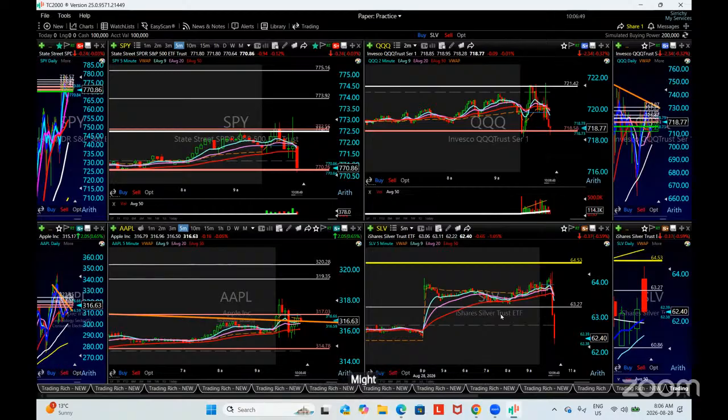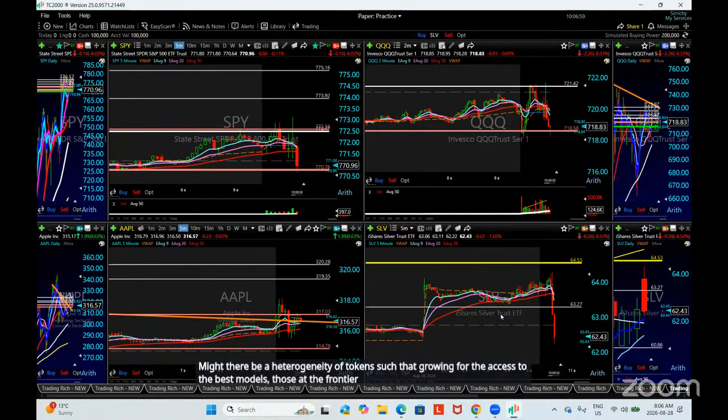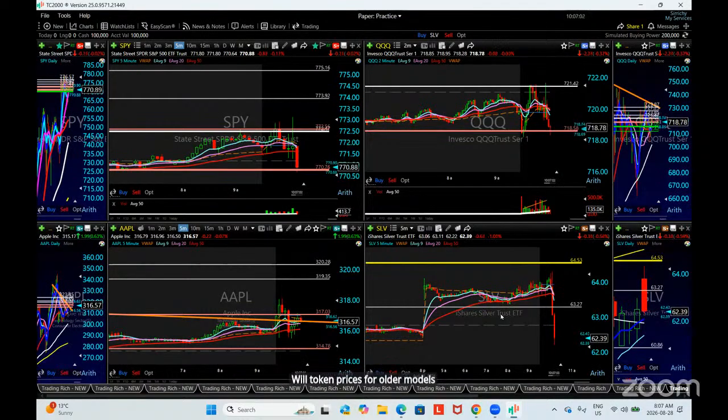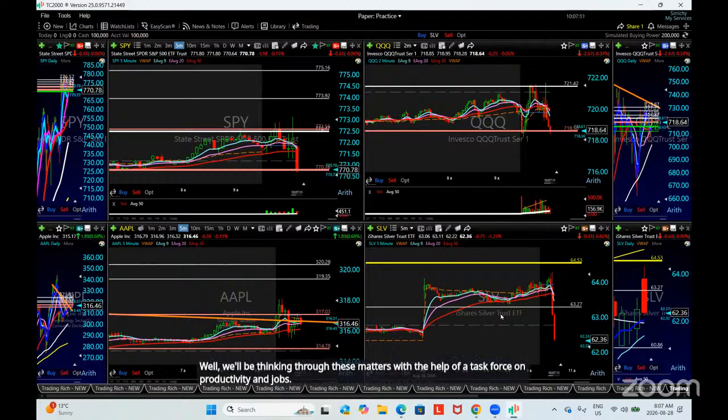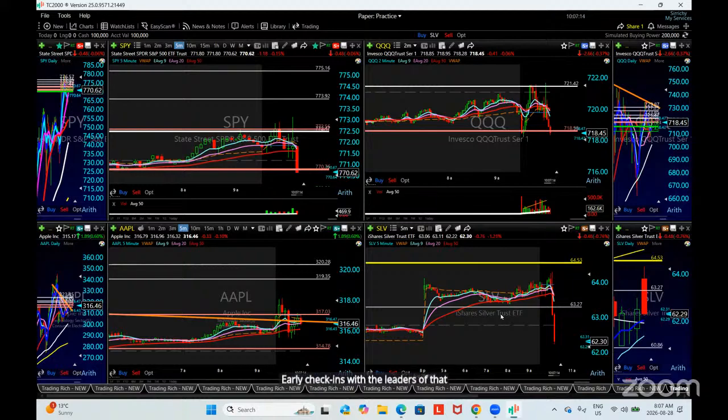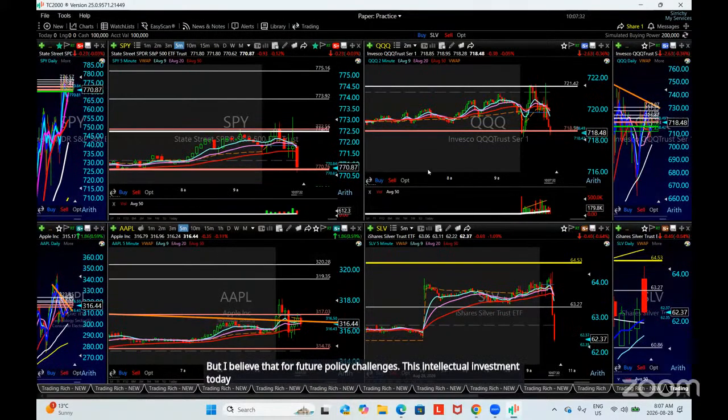Might there be a heterogeneity of tokens such that a premium will be paid for access to the best models, those at the frontier? Will token prices for older models fall to the level of their marginal cost? Well, we'll be thinking through these matters with the help of a task force on productivity and jobs. My early check-ins with the leaders of that task force and the rest have been very encouraging. To be clear, though, their recommendations will come later and have no bearing on decisions we make in the current policy conjuncture. But I believe that for future policy challenges, this intellectual investment today will leave us much better prepared for tomorrow.